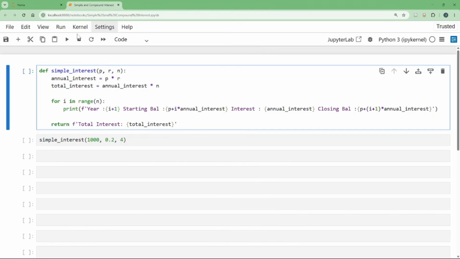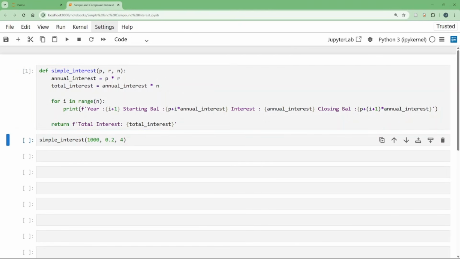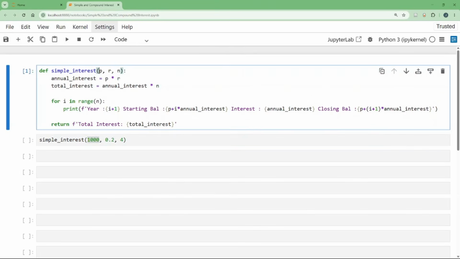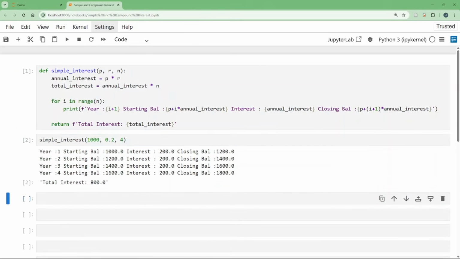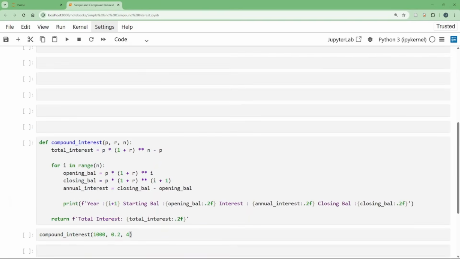So if I run this cell, so this function now exists, and now I'm going to pass the principal as 1,000. So this is P, 1,000 pounds, the rate as 0.2, and the period of 4 years. So when I run this, I'm going to get the breakdown each. And you might have noticed these are also the same figures we got when we were using Excel. The same goes for compound interest.